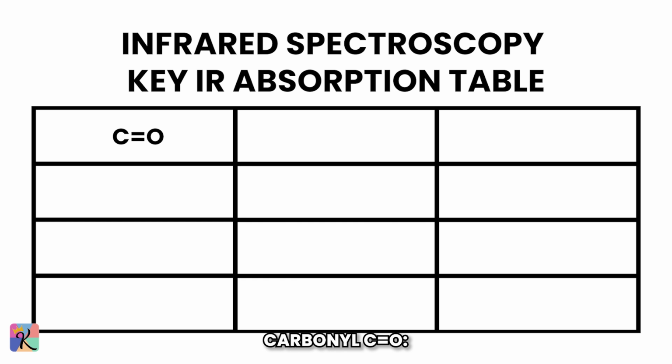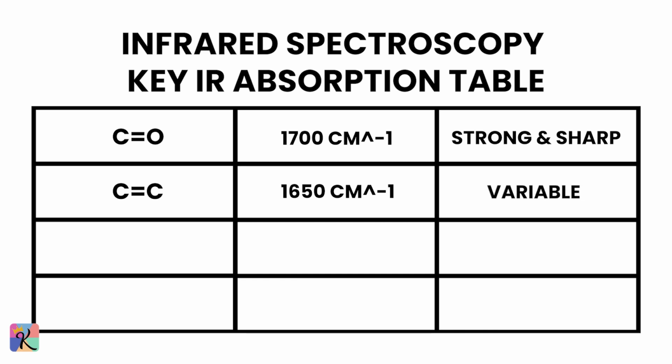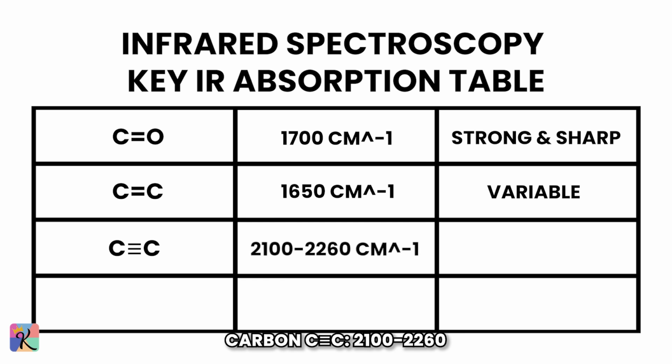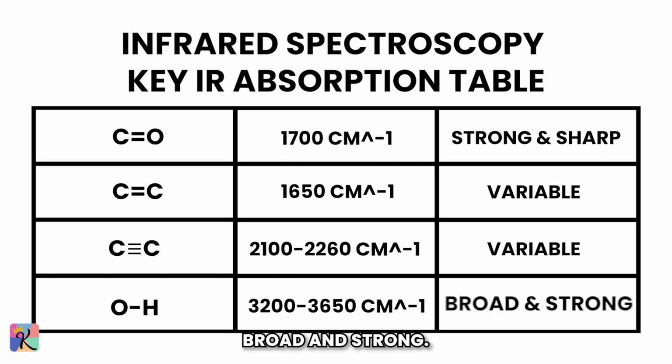Carbonyl, C=O, around 1700 wave numbers, strong and sharp. Carbon double bond carbon, C=C, around 1650 wave numbers, variable. Carbon triple bond carbon, C≡C, 2100 to 2260 wave numbers, variable. OH, 3200 to 3650 wave numbers, broad and strong. These values will help you quickly identify common functional groups.